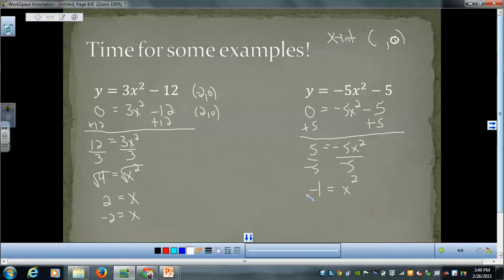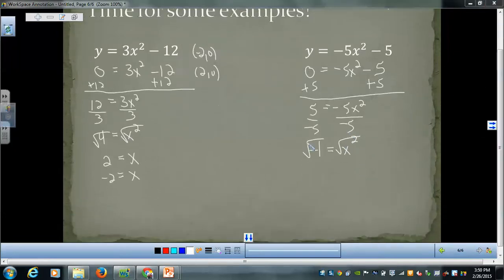Now I'm going to take the square root. Whoa, hey, we've got to keep this in mind. We can't take the square root of a negative. Now, if you do this on your calculator, you're going to get an error.